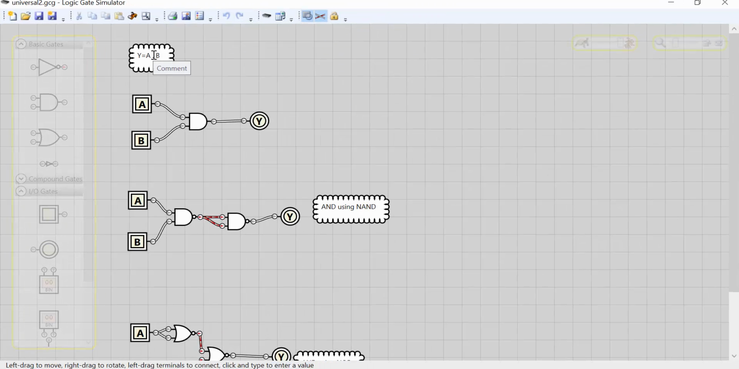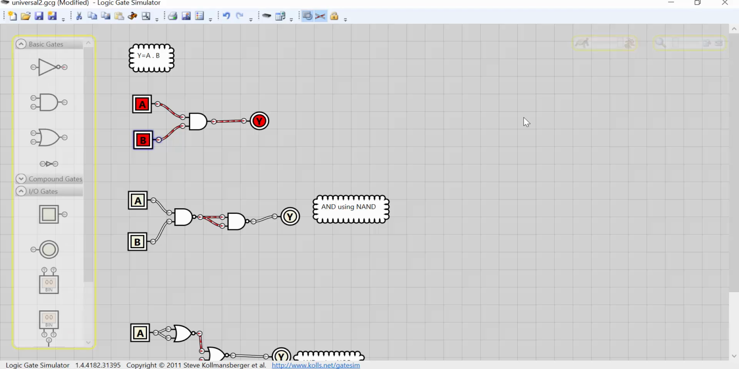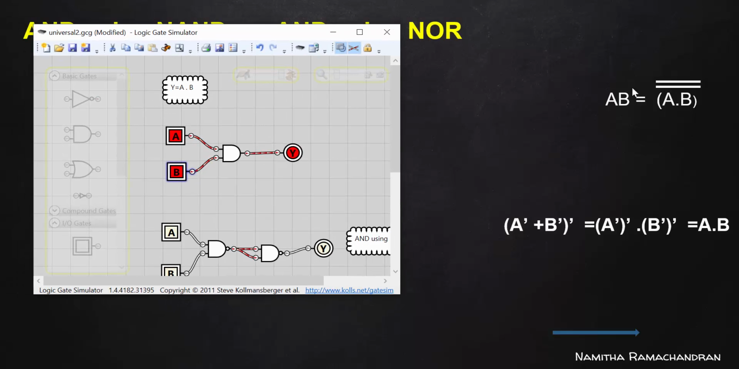For this AND operation, this is the logical AND gate. If one of the inputs is 0, then output is 0. If both equal 1, then only AND generates output equal to 1. So this one is the AND implementation using different NAND gates. Okay, so what do we want to do?